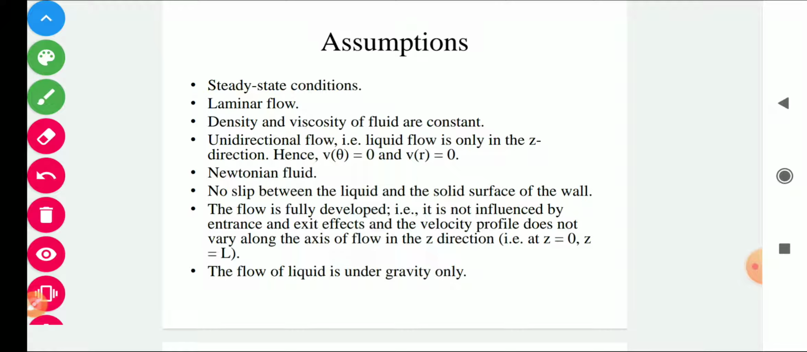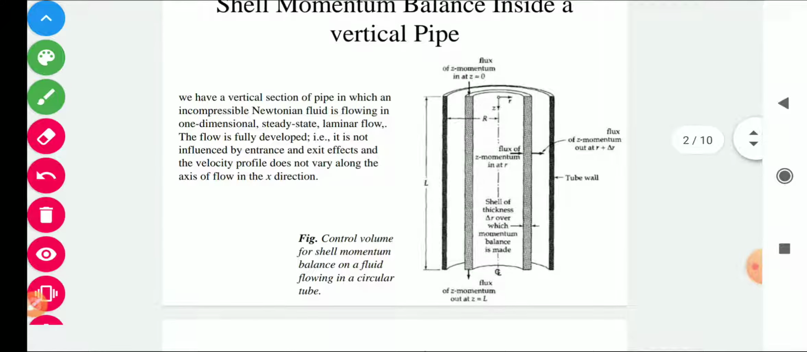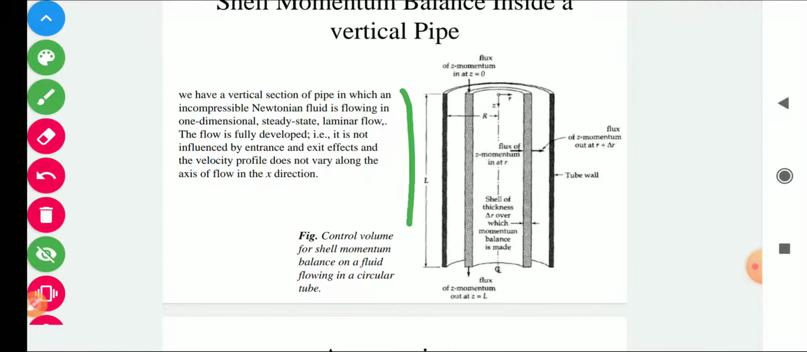The flow is fully developed. It means the entrance and exit effects are negligible. That is possible only because the length of the pipe is very large as compared to its diameter. So whatever entrance effect there is, and there are mainly entrance effects because the exit effect will be at the exit only, is near to this section only. After that the fluid will be fully developed.